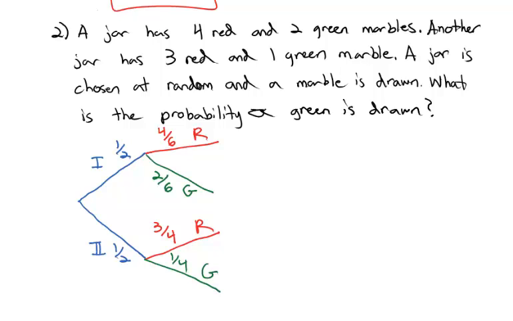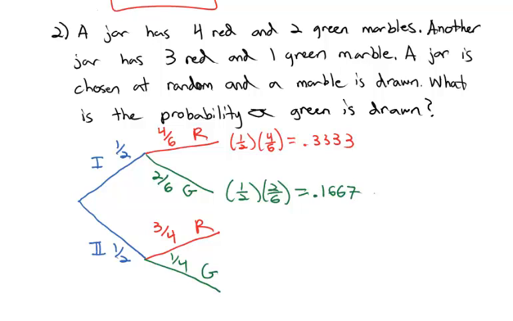So to calculate my probabilities, we multiply down the line. I could end up with a red. That's a 1/2 times 4/6 chance. Doing that on the calculator, 1 divided by 2 times 4 divided by 6. That's a 0.3333 probability. I could end up with a green. That's 1/2 times 2/6. That's going to be a 0.1667 probability.